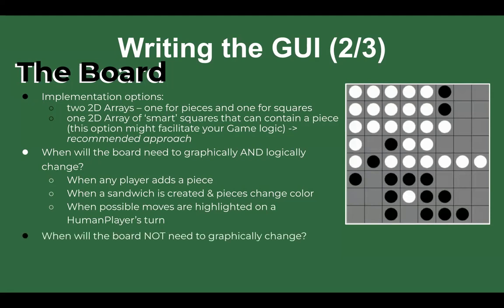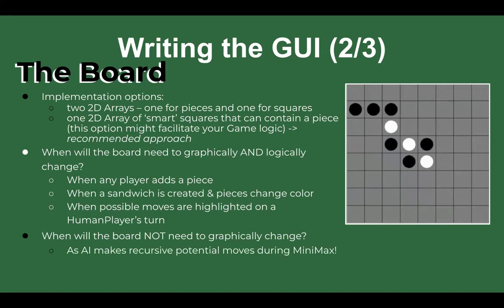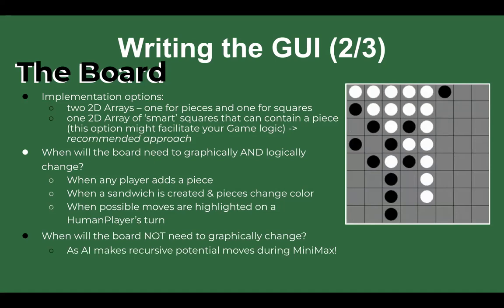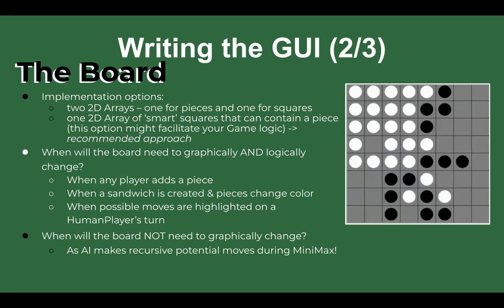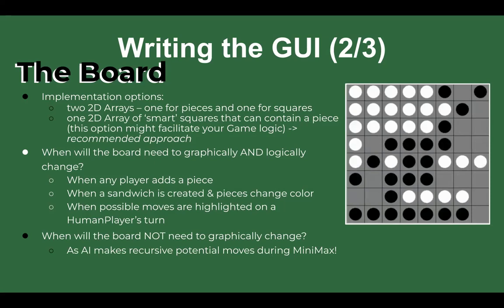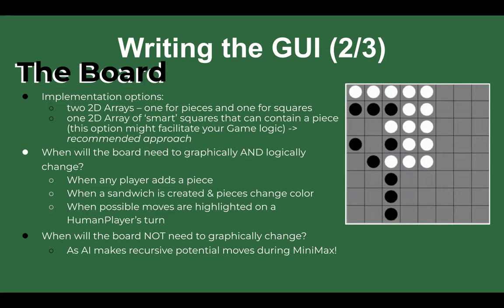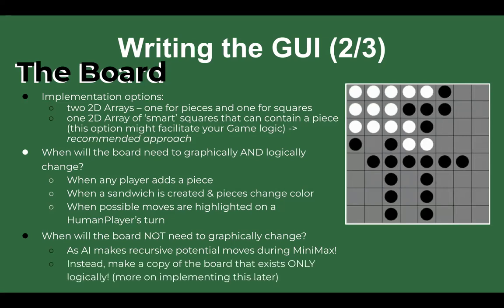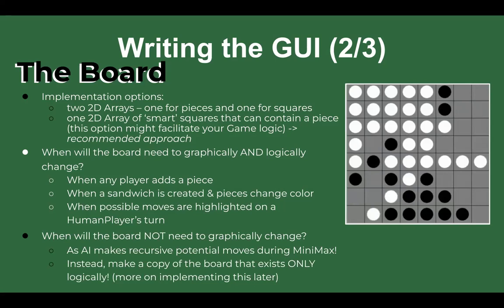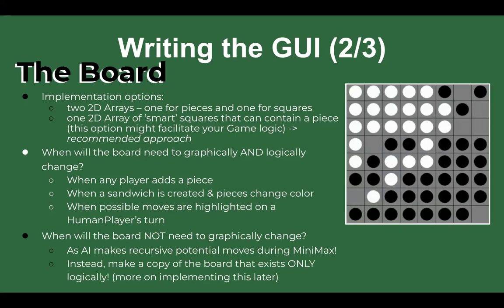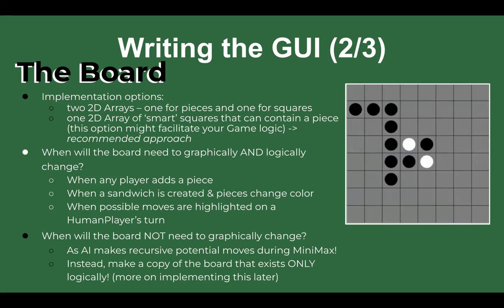And then when will the board not need to graphically change? You'll learn a lot more of this as you're reading through the AI part of the project. But as the AI is making potential moves in its recursive minimax algorithm to figure out what the best possible move is, all these potential moves it makes are not actually graphically made. They're just logically made on a separate board, a copy board that only exists logically. You don't actually see it appear graphically because you don't want to see all the potential moves. You just want to see the move it ends up making. And we'll talk about this more later.